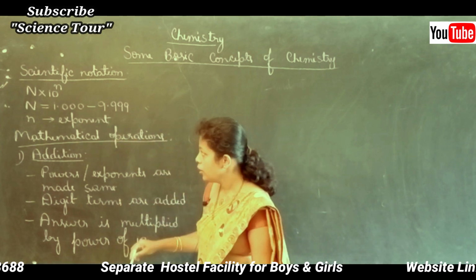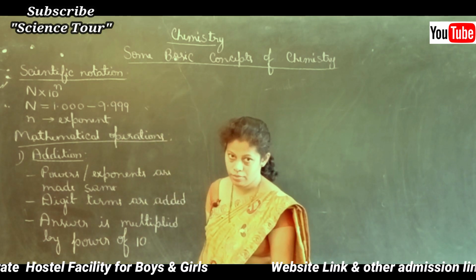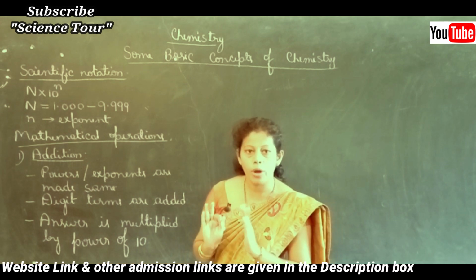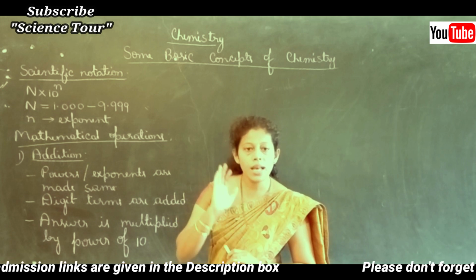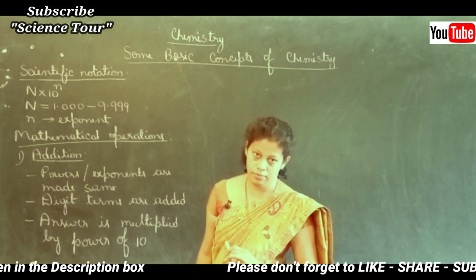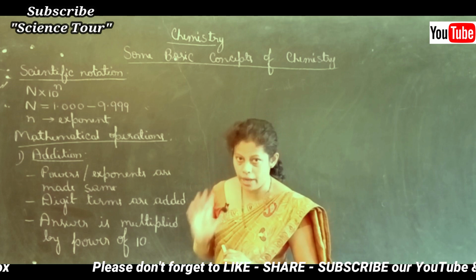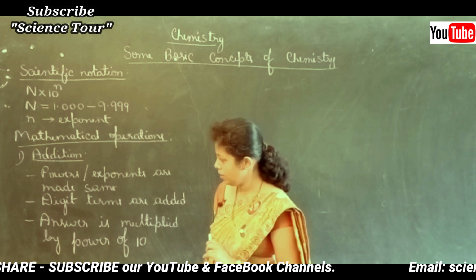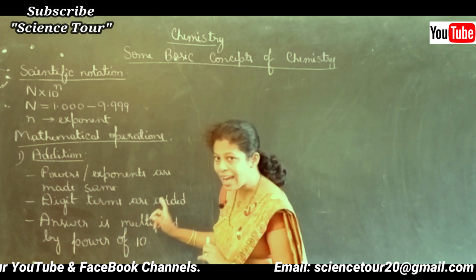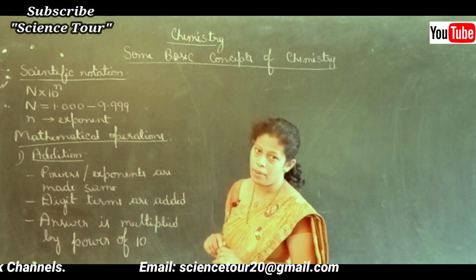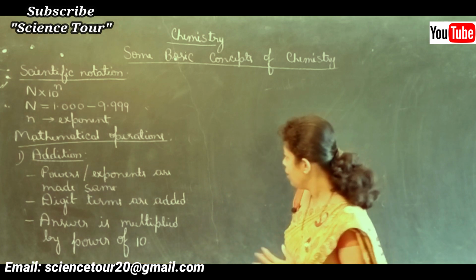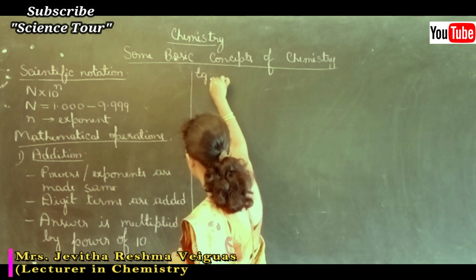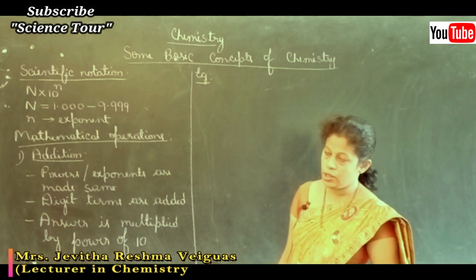Understand? You will be given scientific notation. First you have to see whether powers of 10 are same or different. If the powers are same, then there is no problem at all. If powers are different, then you have to convert the powers into same. Then add the digit terms and multiply the answer by the power of 10. Let's take an example.